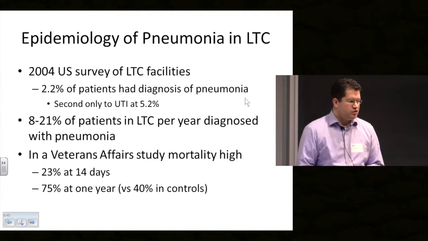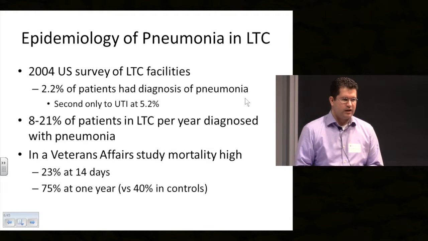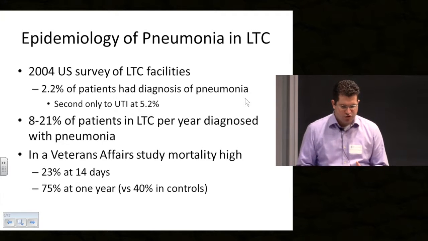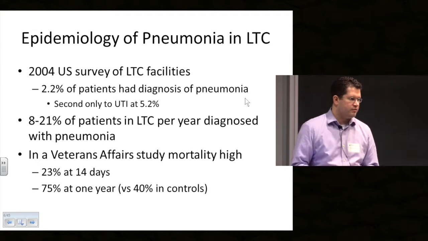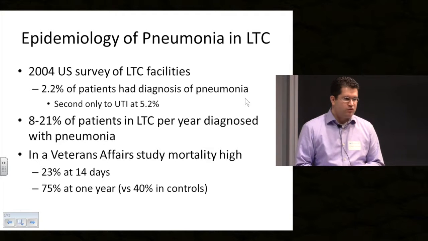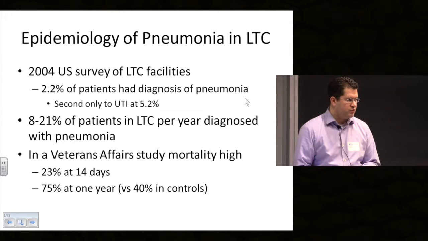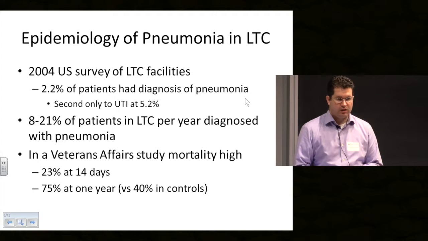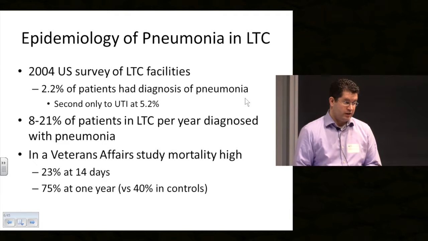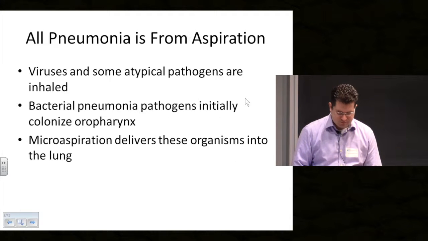Each year, between 8 and 20% of patients in long-term care get a diagnosis of pneumonia, and it carries a massive mortality. In the States, as I'm sure you're aware, the Veterans Affairs looks after a huge burden of elderly patients, and they find that the 14-day mortality is 23%. So this is not a hospital mortality rate, this is long-term care, and these are unhealthy patients. If you look at people who have pneumonia, 75% of them die within 1 year, compared against an already staggering mortality, however, of 40% who don't get pneumonia. So this seems to hit the weaker patients, and it has a very high mortality.